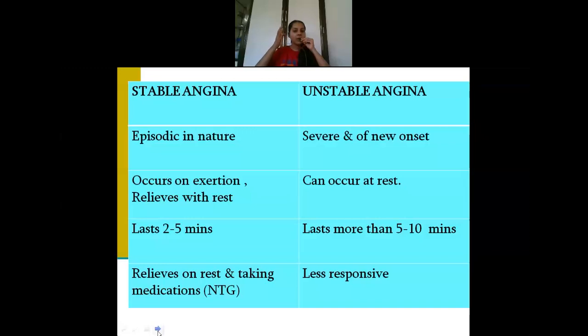One more difference is that stable angina can last less than 5 minutes. Unstable angina can be seen for 10 minutes or sometimes up to 15 minutes. But always remember, the myocardial infarction or heart attack is seen for more than 10 to 15 minutes. It is the more severe one.